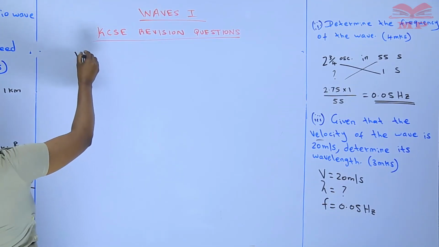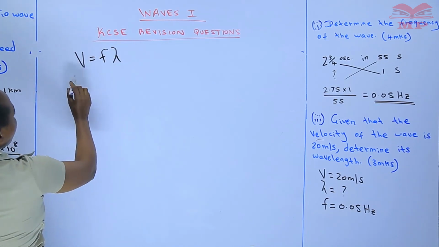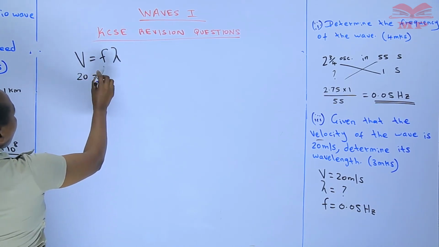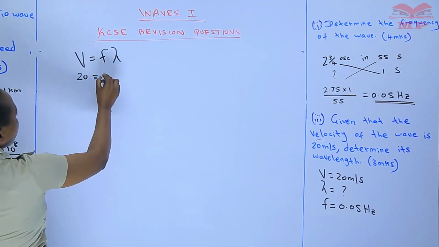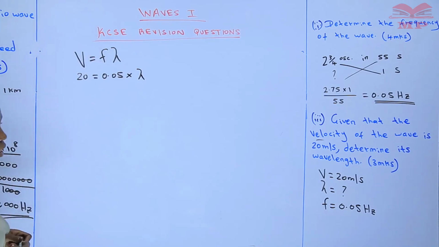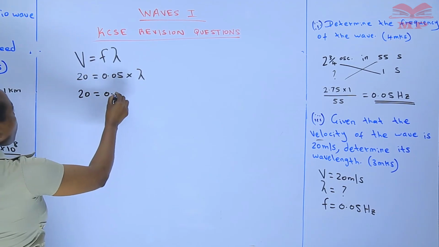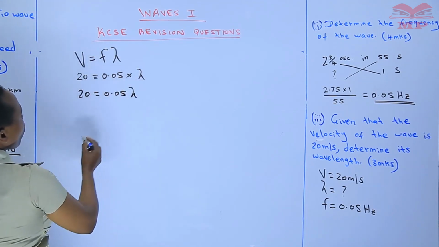So our speed is frequency times wavelength. So it is 20, our frequency is 0.05. We want to calculate the wavelength. The two are in their SI units, and therefore the wavelength will also be in its SI unit, which is meters. So we have 20 equal to 0.05 times wavelength.